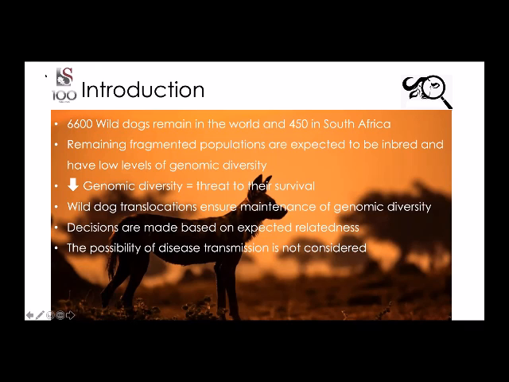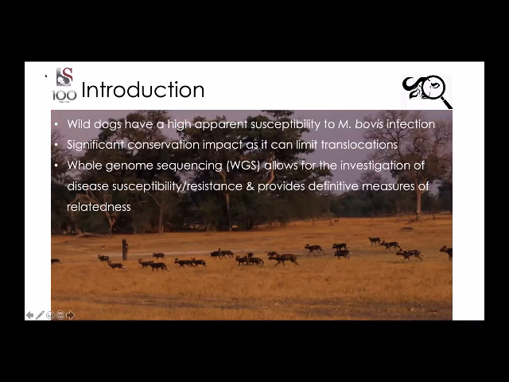Additionally, the possibility of disease transmission to new or healthy wild dog populations is not considered in these conservation programs. Based on observations in the Kruger National Park, KNP, wild dogs have a high apparent susceptibility to Mycobacterium bovis infection, which causes bovine tuberculosis, or BTB, as they develop acute and chronic BTB. And advanced disease and mortality in young wild dogs have been observed, which highlights the large impact of this disease in the species. The presence of BTB in wild dogs has a significant conservation impact, since as it is a controlled disease, it can limit the use of translocations between populations for genetic management.